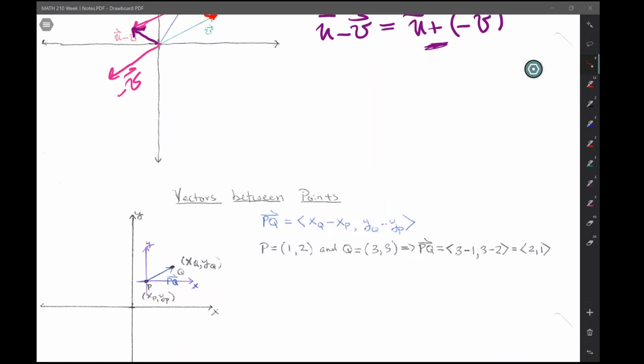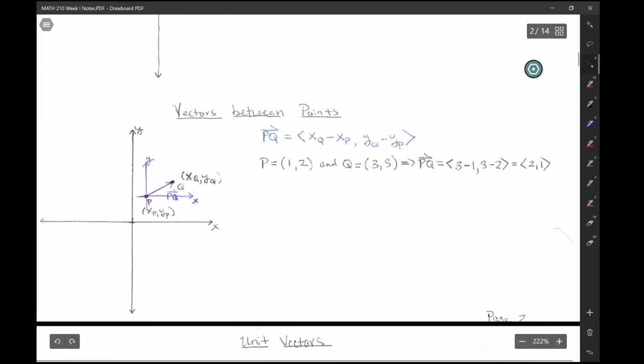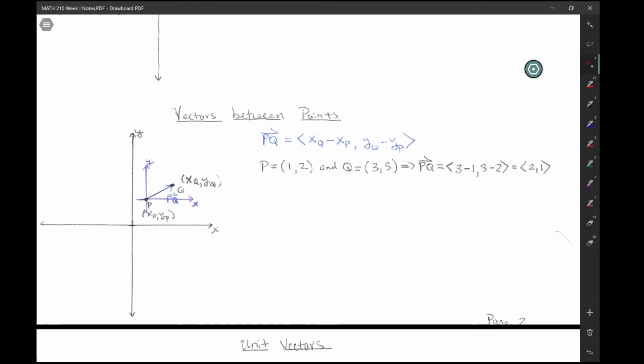Let's now take a look at vectors between points. Suppose you have the point P over there and the point Q over here, and you want the vector that has its tail at P and its end at Q. How do you get that vector?